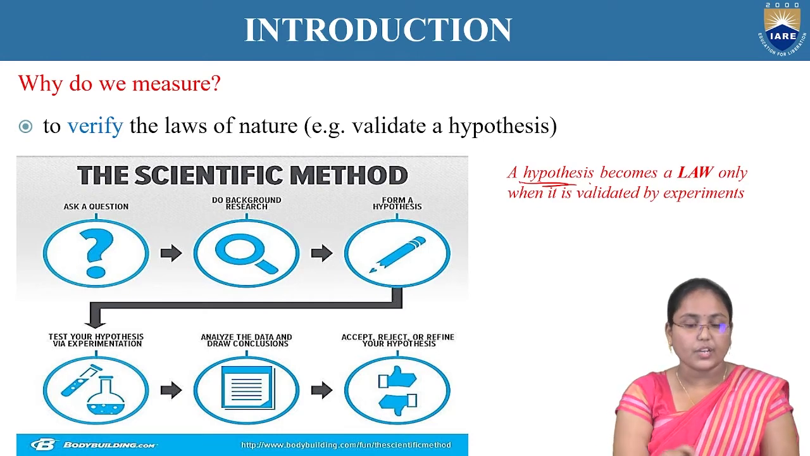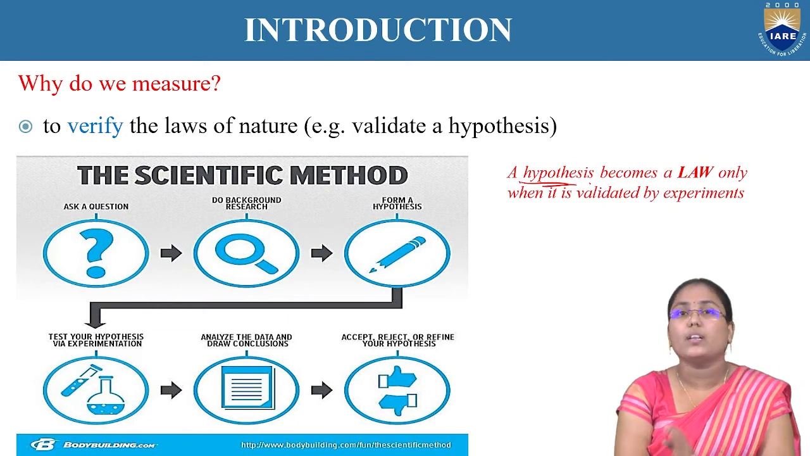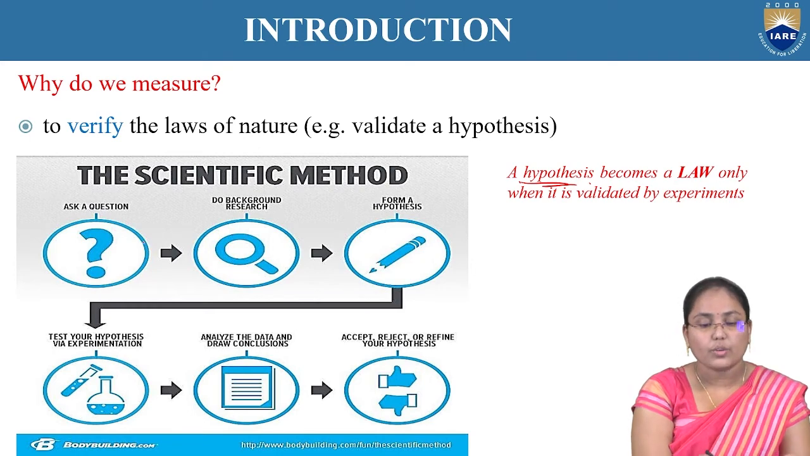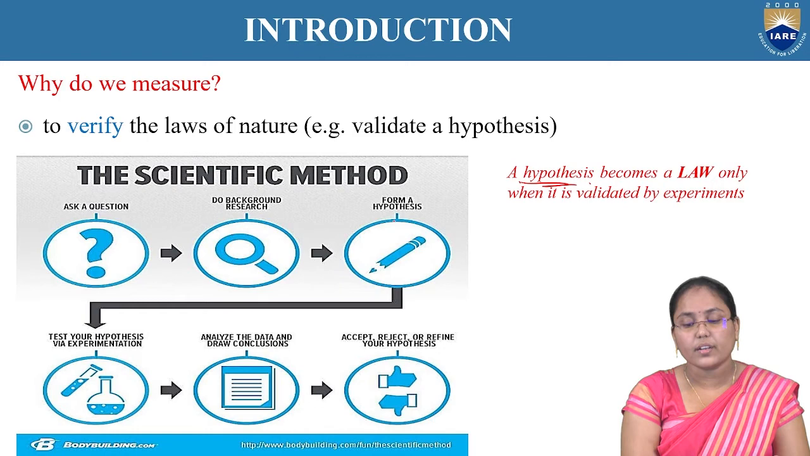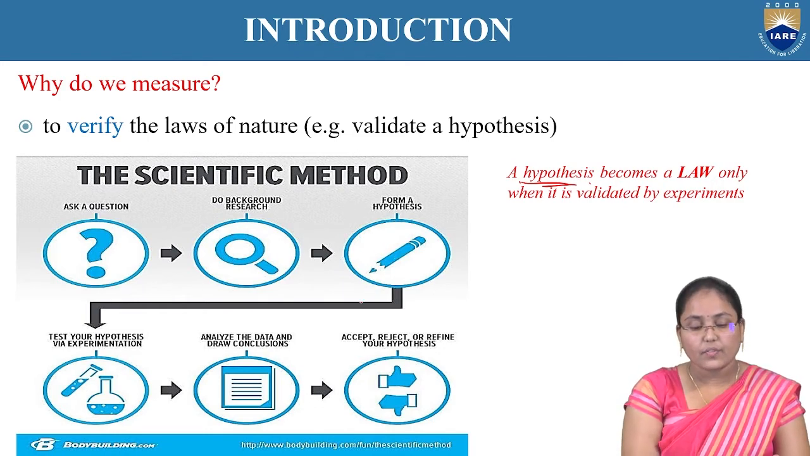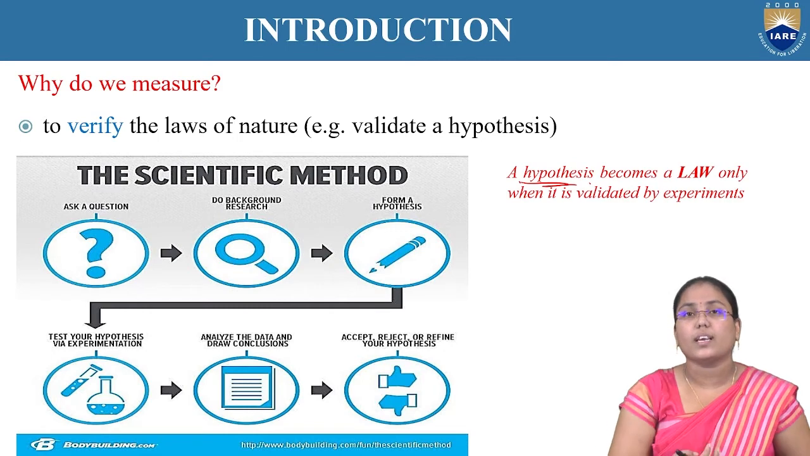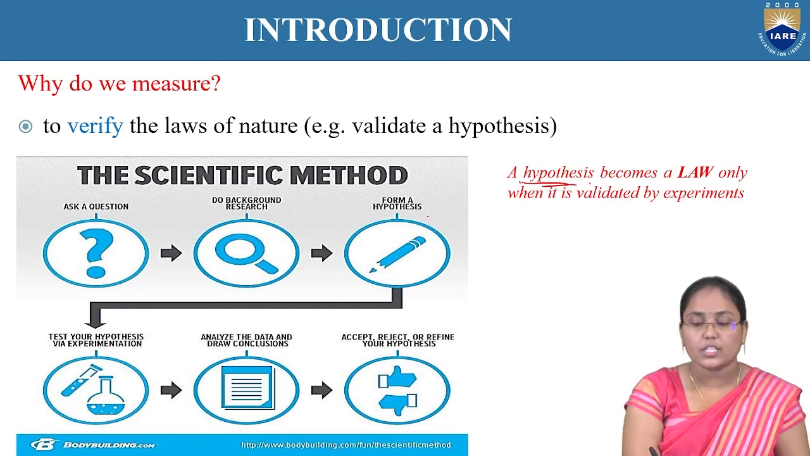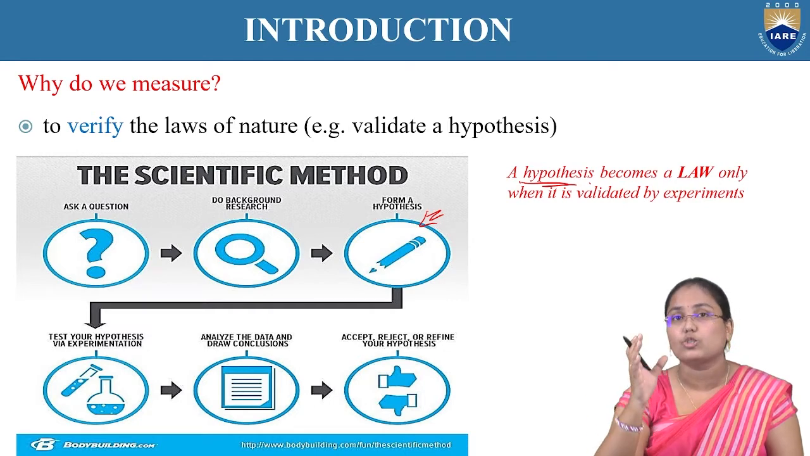In the scientific method, first we ask a question. After that, background research is done on the particular thing the question is about. Then next it forms a hypothesis. After that, we move on to test the hypothesis via experimentation. Just by doing some research and coming to a conclusion in a hypothesis, we can't be sure that the particular thing is true.